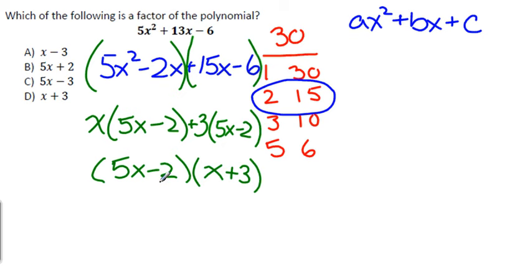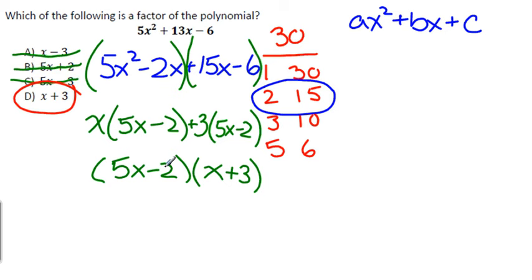And now if I look at my choices, here are my factors. Which one shows up here? x minus 3 is not correct because I have x plus 3. 5x plus 2 is not correct because I have 5x minus 2. And here I have 5x minus 3, that's also not correct, that's not one of my factors. So I see that I have an x plus 3, and yep, it matches. So my solution, the answer, is x plus 3.